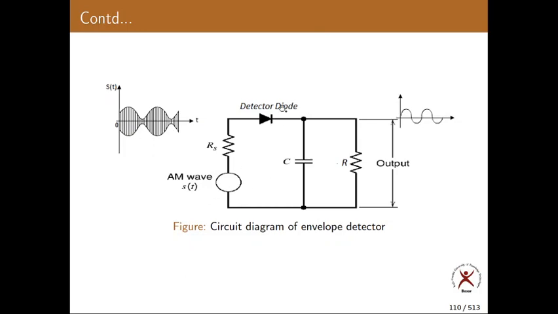So let us see what a diode is. You know the diode, its operation also, forward bias, reverse bias. It will be forward biased when the voltage at this side is more than this side.